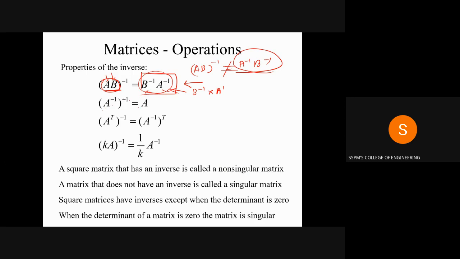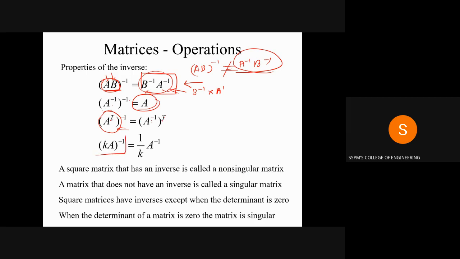Inverse of A inverse, it is again A. Okay, transpose, inverse of a transpose matrix. What is the inverse of transpose matrix? It is similar to transpose of inverse. This inverse of transpose is transpose of inverse.